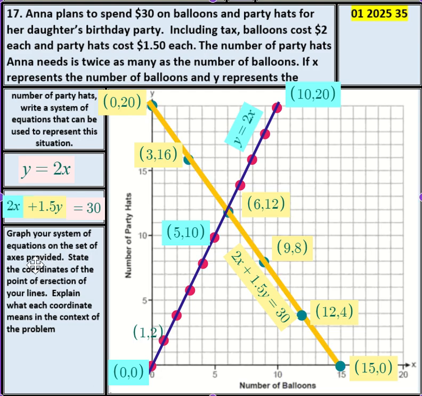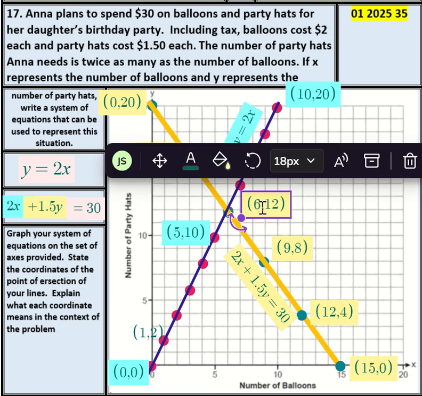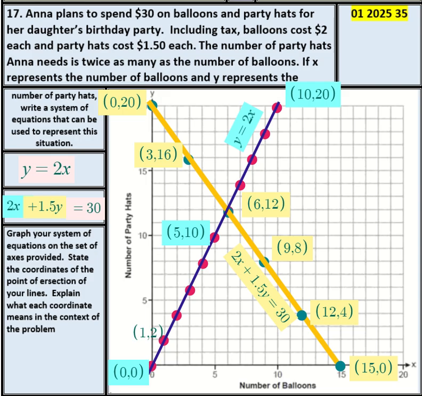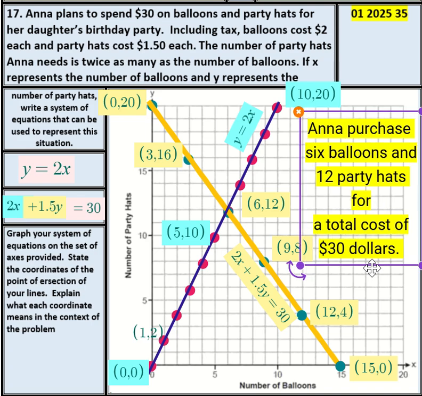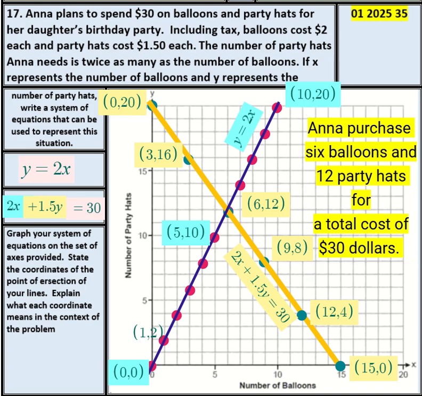After graphing our system, it says state the coordinates of the point of intersection of your lines. Explain what each coordinate means in context of this problem. The 6 represents balloons. The 12 represents party hats. Now I can write a sentence to explain what happened. So Anna purchased 6 balloons and 12 party hats for a total cost of $30.